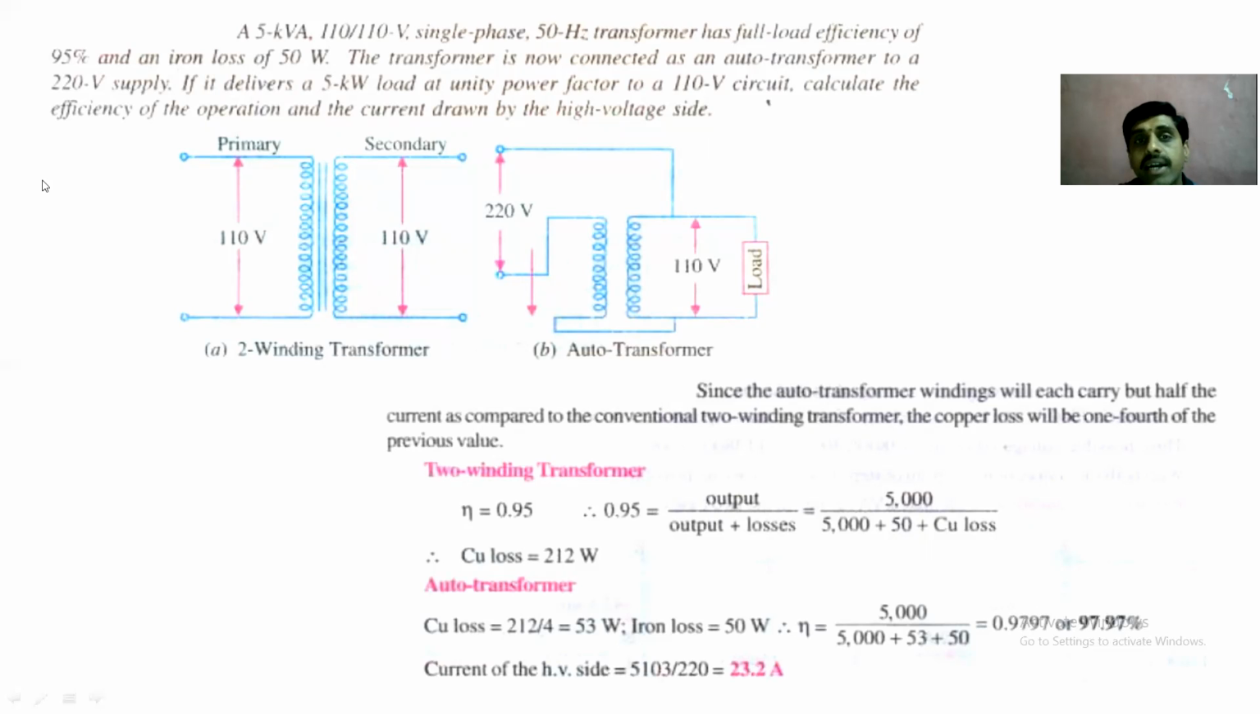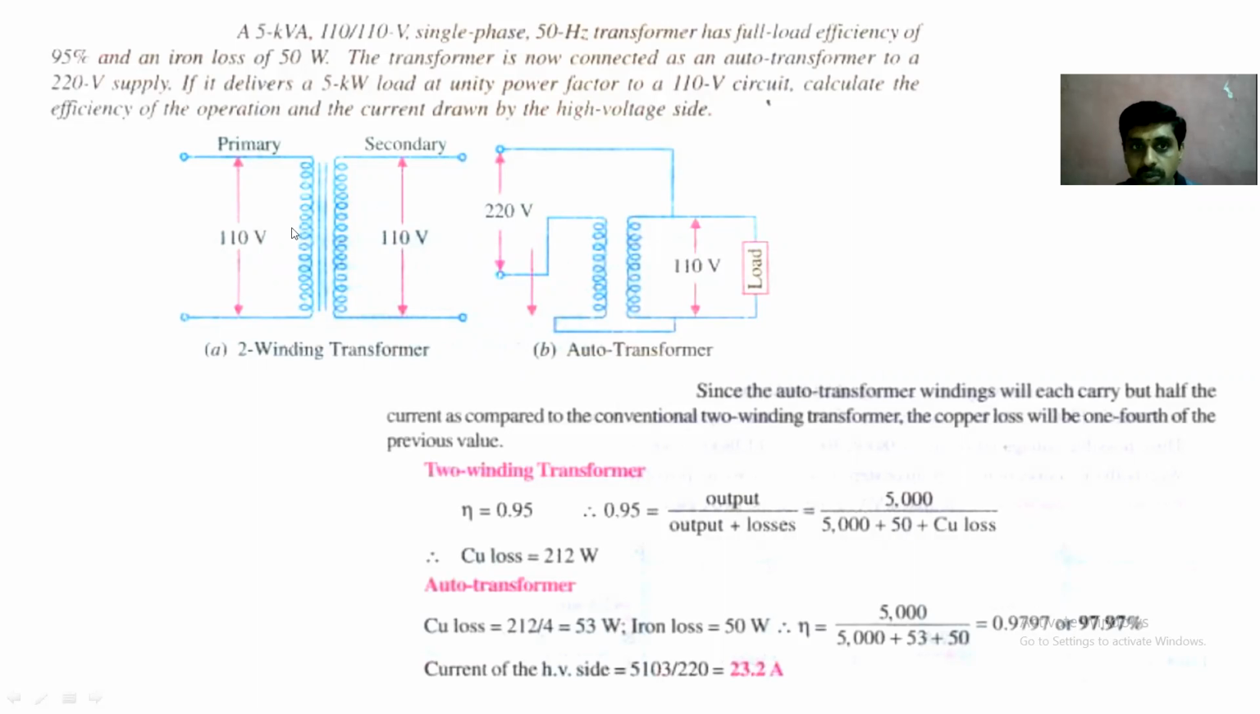So the first step is, it is a two winding transformer. So you draw the two winding transformer, both sides 110 volts. The second step is it is converted into an auto transformer. The primary side is 220 and the secondary side is 110 volts. You know this connection diagram. How to convert this? You know this dot convention, the current drawn and the current flowing like this. So this is the 220 side, this is the 110 side.